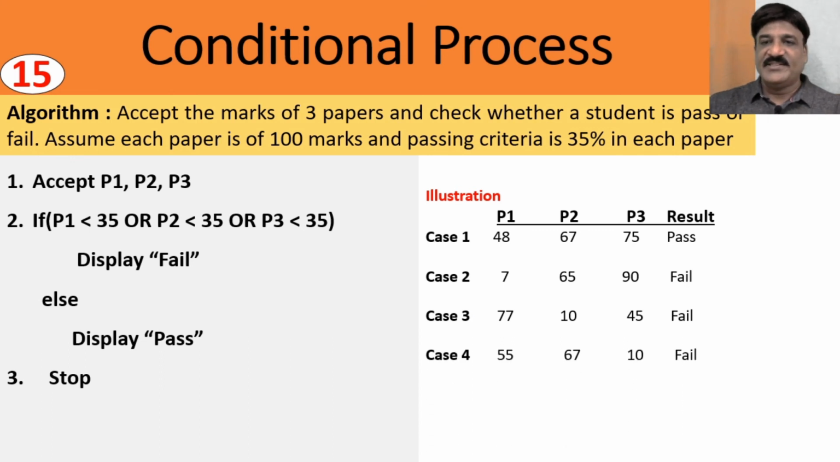Now last case. 55 is less than 35? No. 67 is less than 35? No. 10 is less than 35? Yes. Condition is true. So overall conditions is what? True. So again display the fail.